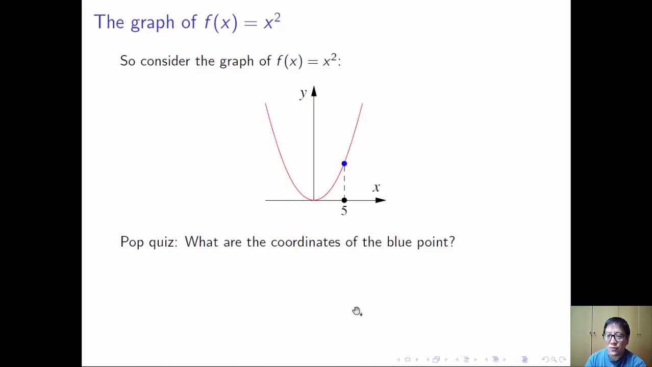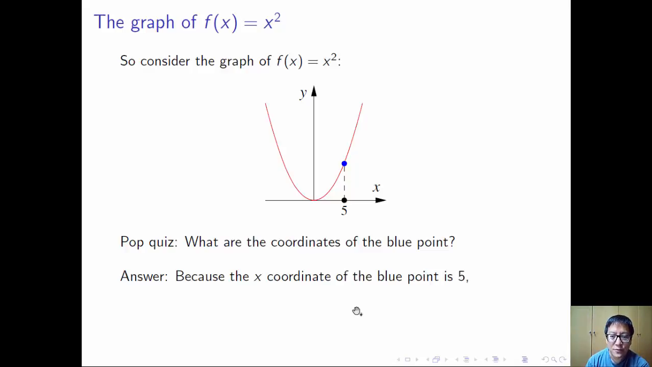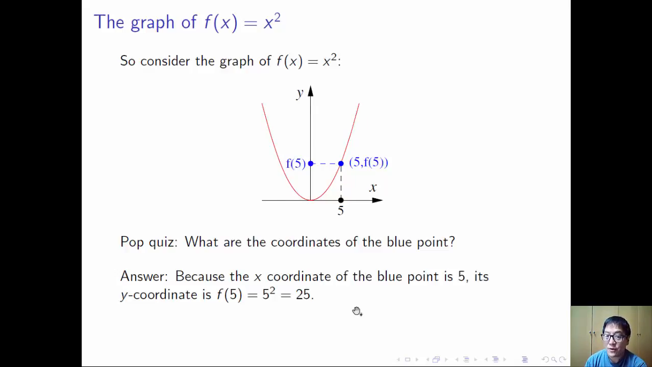Pop quiz: what are the coordinates of the blue point? Let me give you a few seconds to think about it. Okay. Hopefully you realize that because the x coordinate of that blue point is 5, the y coordinate must be f of 5, which is 5 squared, which is 25. So this here is really 5, 25.